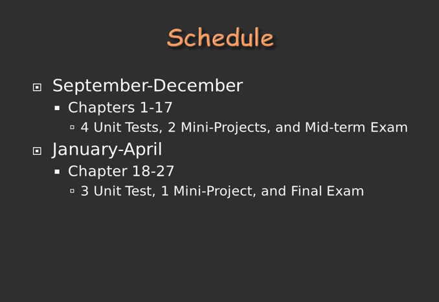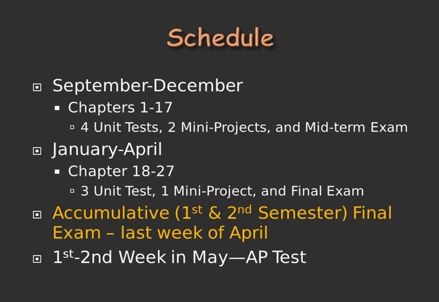From January to April, we go through the last part of the book, so another 10 chapters, and we do 3 unit tests, 1 mini project, and then a final exam. The final exam is done at the end of April, typically about a week after you come back from spring break, and it covers both first and second semester. After that, I try to grade it and get it back to you, so then you have it as a study guide, and then typically the AP test is the first or second week of May. After that, we work on a final project, and I'll talk about that in a minute.